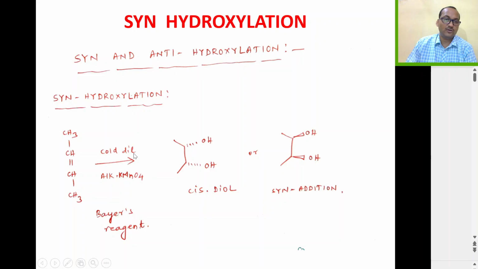So you use cold dilute alkaline KMnO4. So that is known as Baeyer's reagent. So as a result, you get this cis diol, or you can call it this Syn addition reaction or Syn hydroxylation reaction.